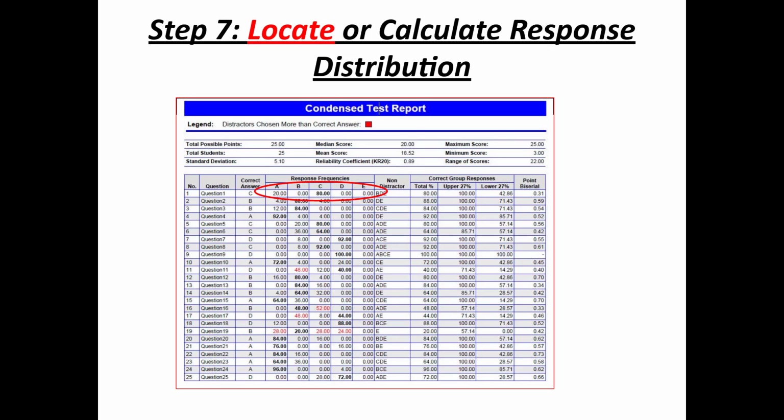So here's the Scantron form again. It shows five columns called response frequencies for each question. You can see on question number 1, the correct answer was C. 80% of the students chose C, 20% chose A. So if you see that the correct group response total was 80%, then you know that the 20% who got it wrong all chose the same answer. That's interesting, not random, so you may want to look at that answer and make sure that it isn't tricky or also correct.